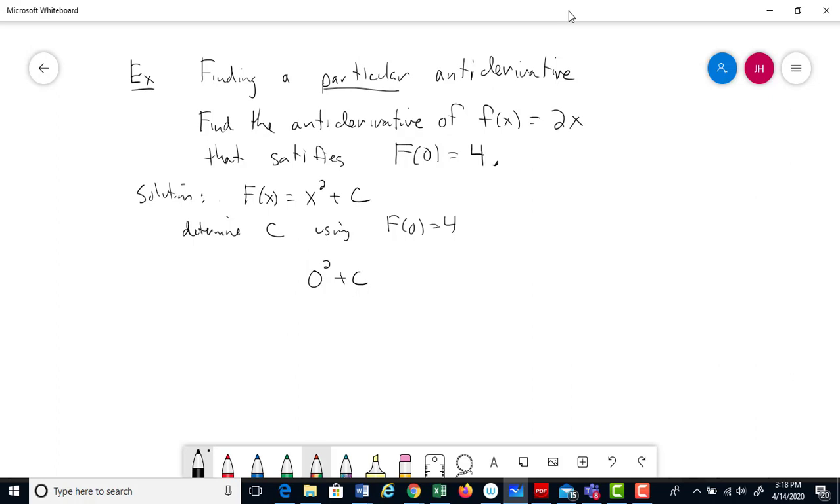Let me just erase it. I'm going to rewrite this. So f of 0 is equal to 4. Well, f of 0 would be 0 squared plus c is equal to 4. So that means c is equal to 4. Therefore, our particular antiderivative is f of x equals x squared plus 4. It satisfies these: the derivative of it is equal to 2x, because this would be 2x plus 0, and when you plug in 0, you get 4 back.